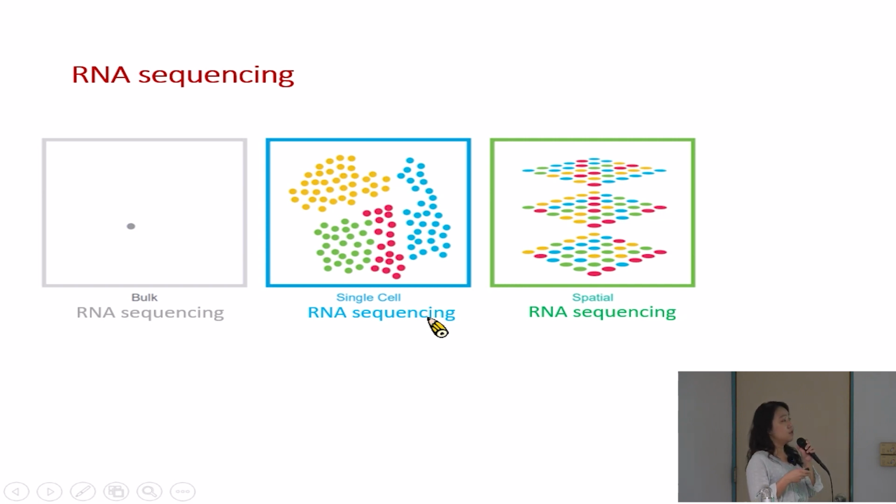And the other new technology is called spatial RNA sequencing. It contains the histology and the gene expression profiling. Therefore, we can understand that the red gene expression is located on which part of the tissue. So we can better understand the gene regulation in different parts of the tissue.